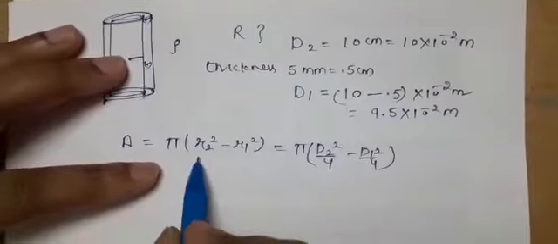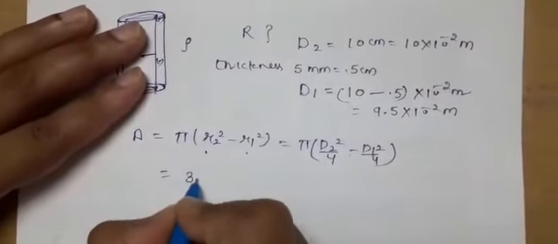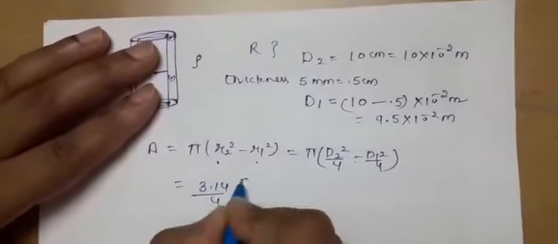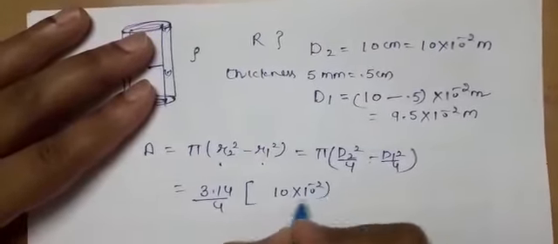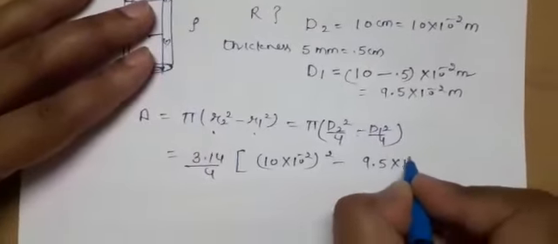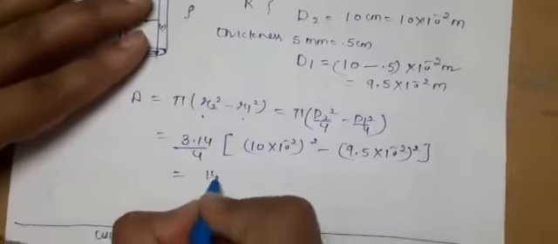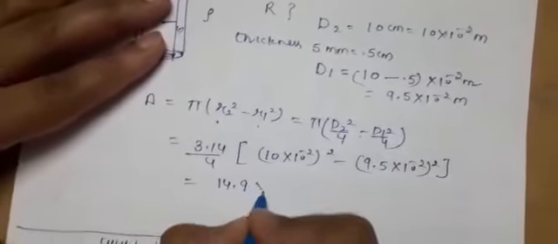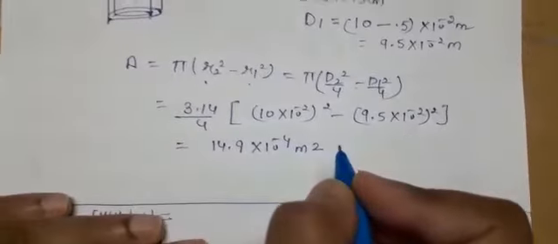Either substitute r1 r2 or d1 d2. It depends upon you. So pi is 3.14. 4 is common. External diameter: 10 into 10 raised to the power minus 2 squared minus 9.5 into 10 raised to the power minus 2 squared. Then on solving it, it will come out to be 14.9 into 10 raised to the power minus 4 meter squared.